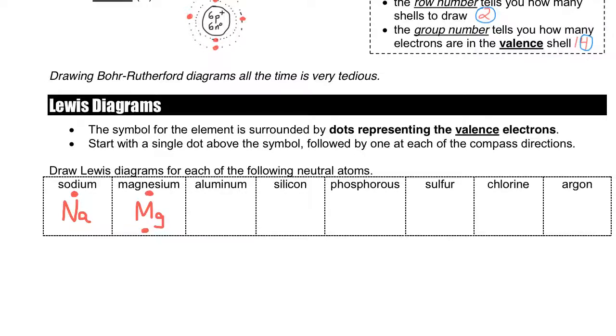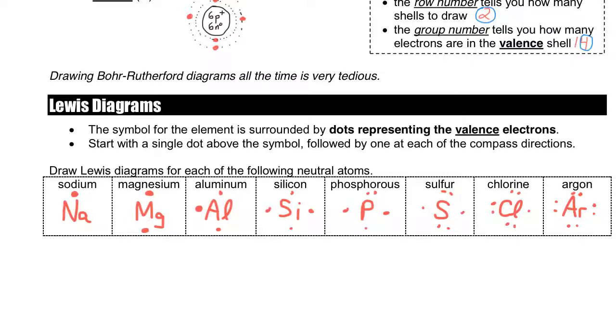So why don't you pause the video and try to draw the Lewis diagrams for the rest of these elements. Okay, here you go. I'll show you the Lewis diagrams. There you go. So you find the group number. For example, phosphorus is in group 15, so it has 5 valence electrons.